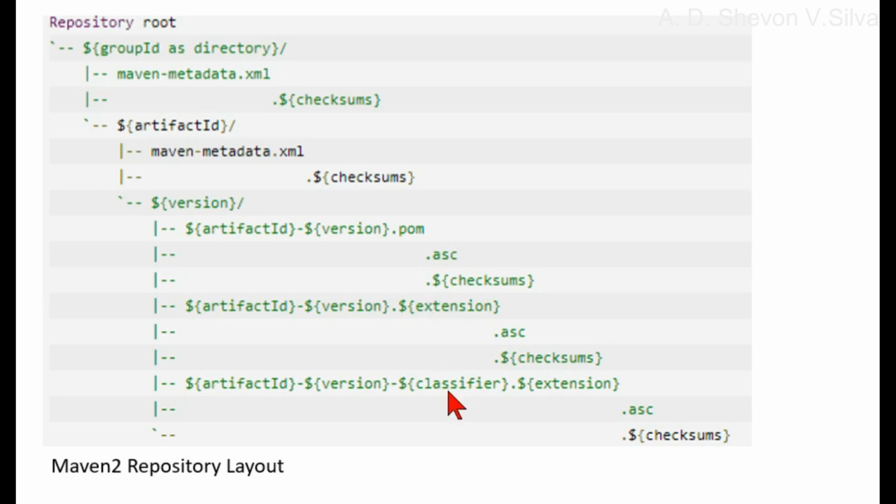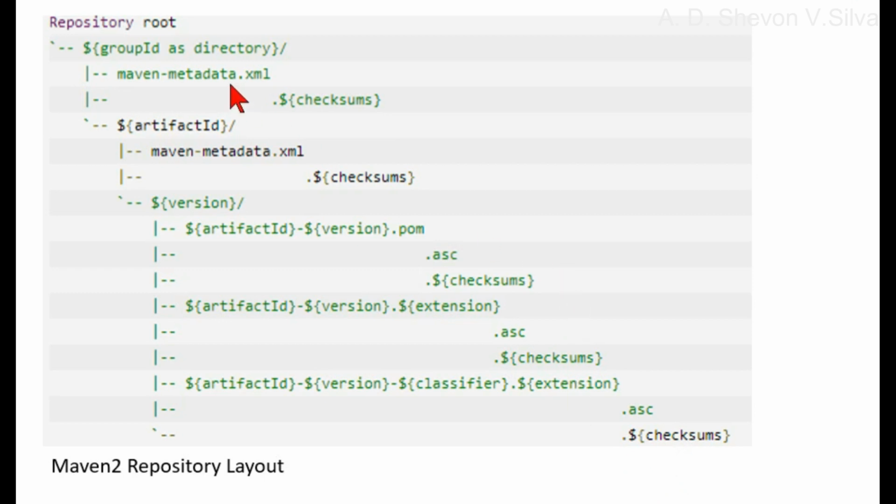Classifier is the artifact classifier when available, and checksums is a list of checksum algorithms, MD5 and SHA-1 by default.